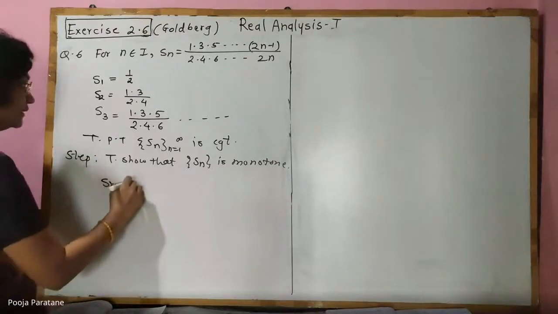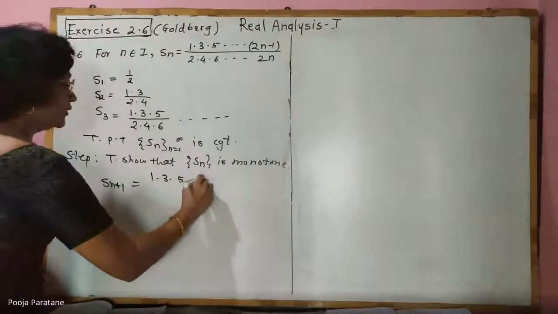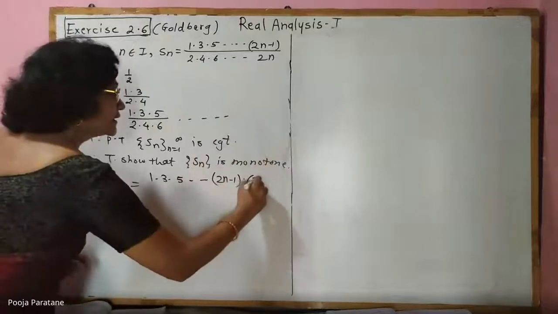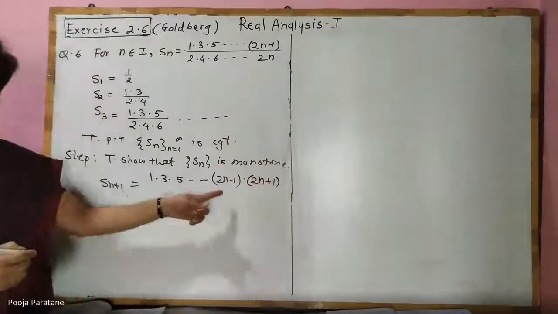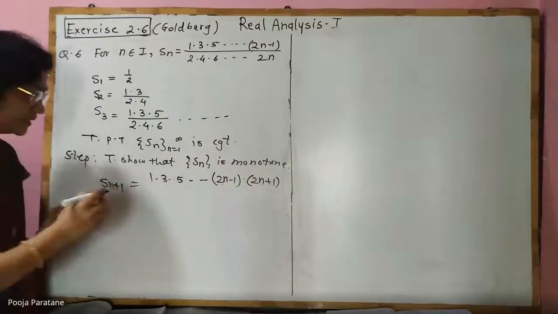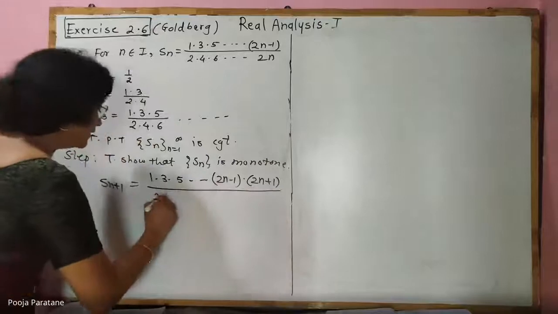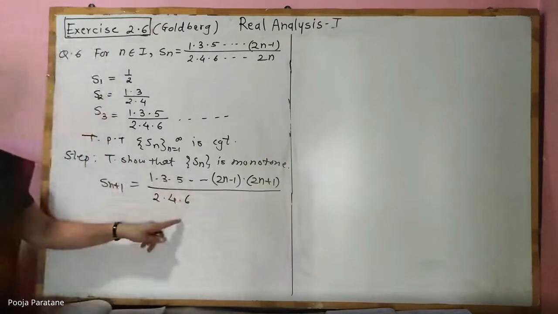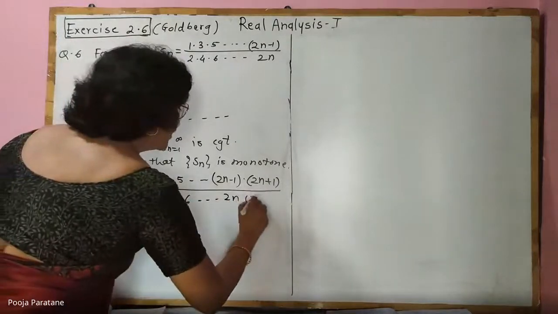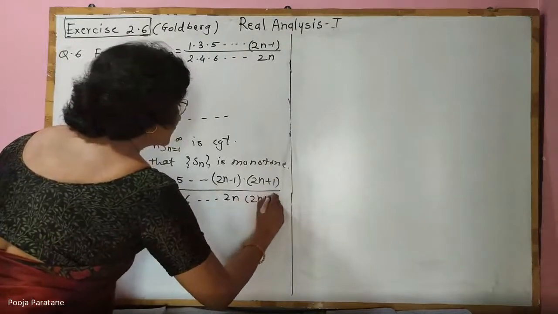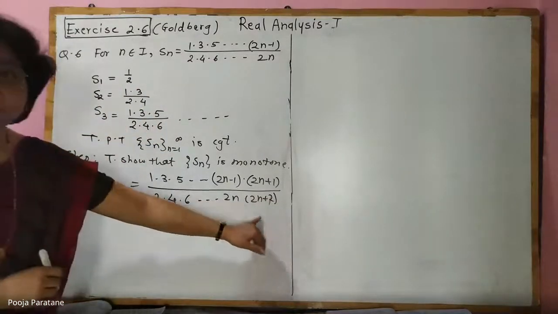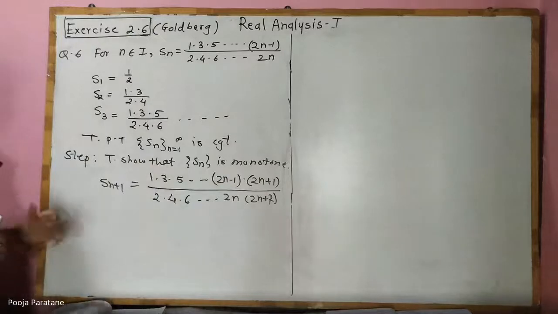So let us write Sn plus 1: 1 into 3 into 5, and so on. These are the first n odd numbers, as in Sn. Next will be 2n plus 1. So Sn plus 1 contains in the numerator the product of the first n plus 1 odd numbers, and in the denominator the product of the first n plus 1 even numbers, up to 2n plus 1 in the numerator. The next even number is 2n plus 2.